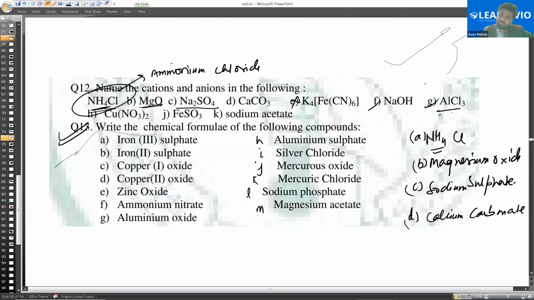What is G? Yes, you, Hanan. What is G? It's aluminum chloride. Yes, aluminum chloride.